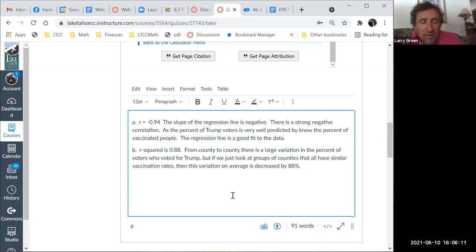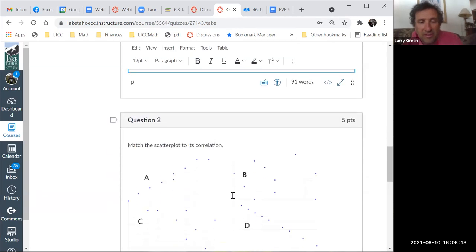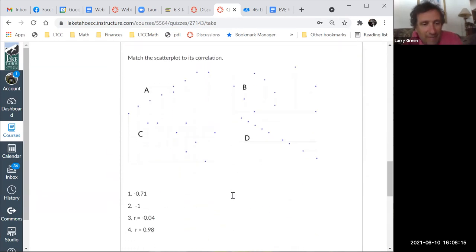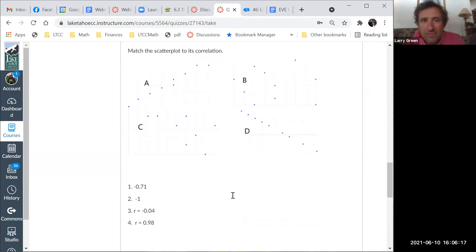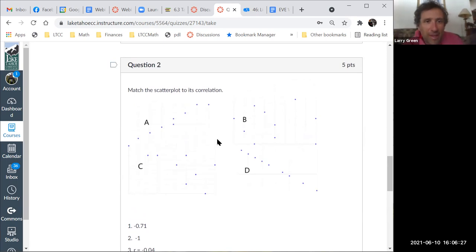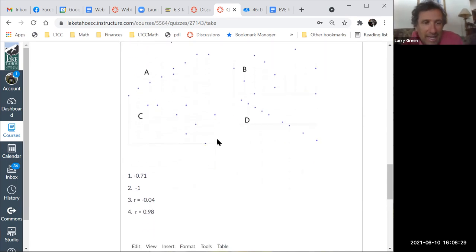Okay, so that was question 1. Let's go to question 2. Question 2 is a lot faster. I don't know if it's easier for you or not; I can only see if you've got it or not. So for this one, we're supposed to match the scatter plot to its correlation. We have an A, B, C, and a D, and we have 4 different correlation values. So let's start with A.